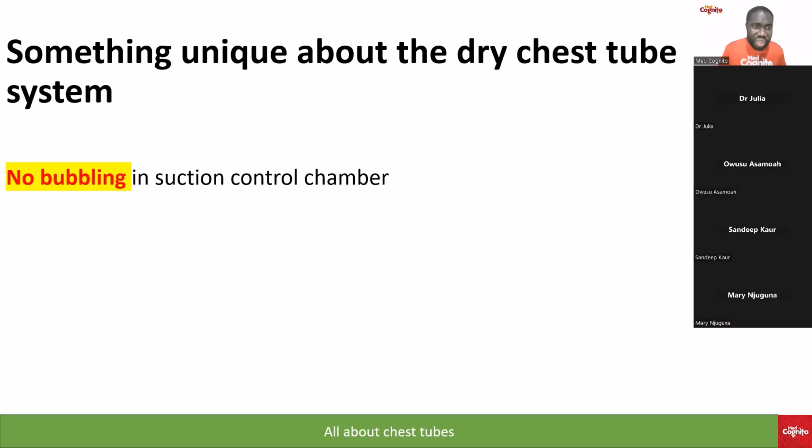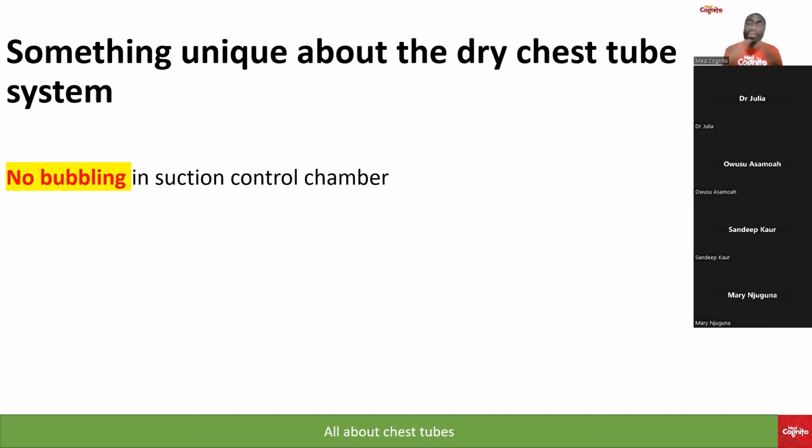Yeah, you said we've got three components. So the first one is the collecting chambers. That one will help us to know how much fluid has been collected. Beautiful. Then you said the second one is the water seal chamber. Yes. You said that one will allow air to leave the pleural space, and you said something about it oscillating as well. Yes. Then you said the third one is the suction control, which restores the negative pressure in the chamber. Beautiful, beautiful, beautiful.